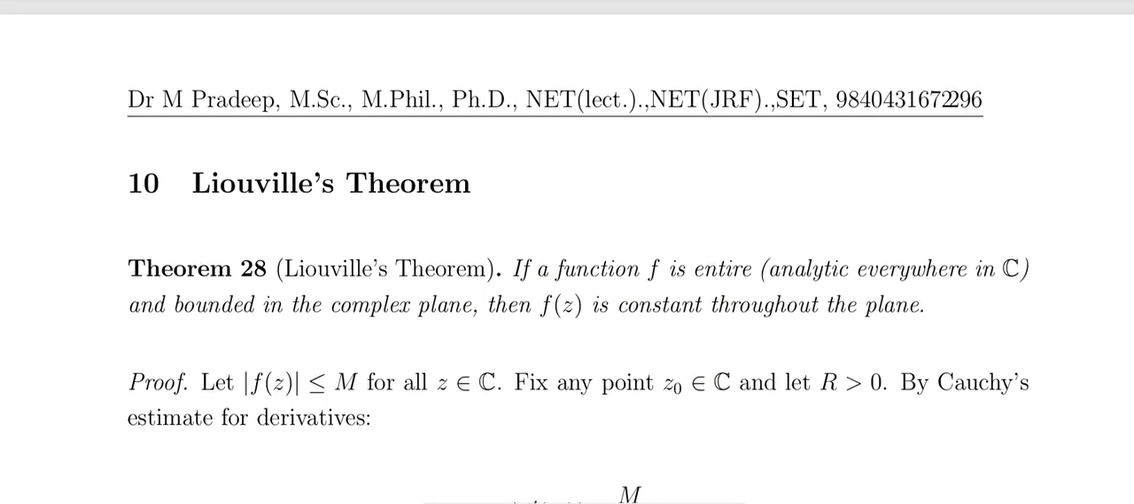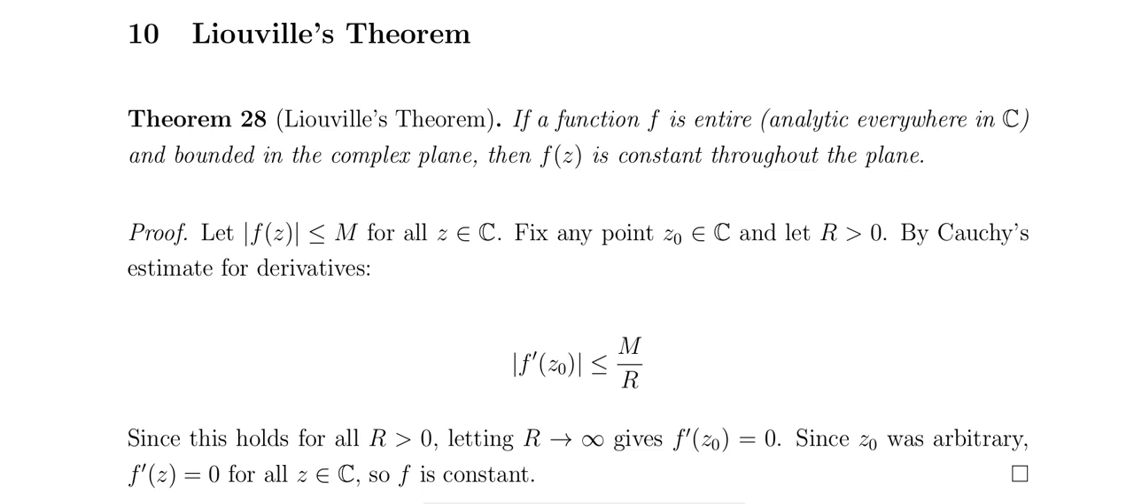Okay. So the example is in the Churchill book, and Liouville's theorem, that is, if a function f is entire, that means analytic everywhere in C, and bounded in the complex plane, then f of z is constant throughout the plane. If the function is entire and bounded, then the function is constant. That is a very important statement in complex analysis, called Liouville's theorem.